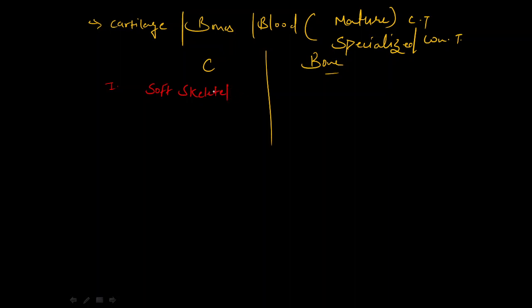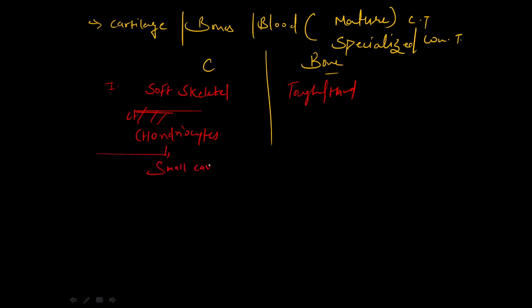While if I'm talking about bone, this is the tough, hard one. This is very hard. Cartilage cells, the chondrocytes, that's what you have to remember, are enclosed in small cavities. They are enclosed in small cavities, enclosed here.